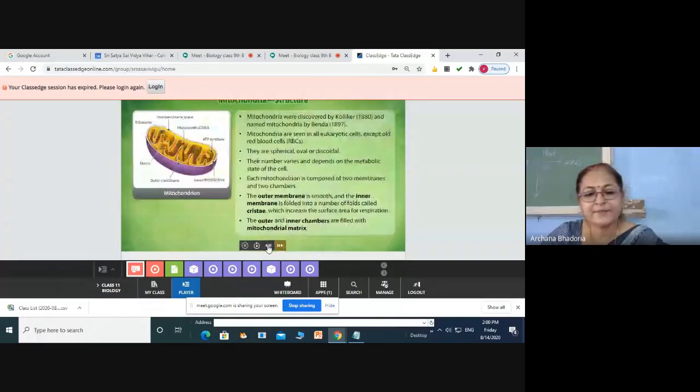The matrix contains DNA, ribosomes, and enzymes. So these are the enzymes which will be used up during the cellular respiration process, that is during the oxidation of food. So write down that enzymes are needed for the oxidation of food.